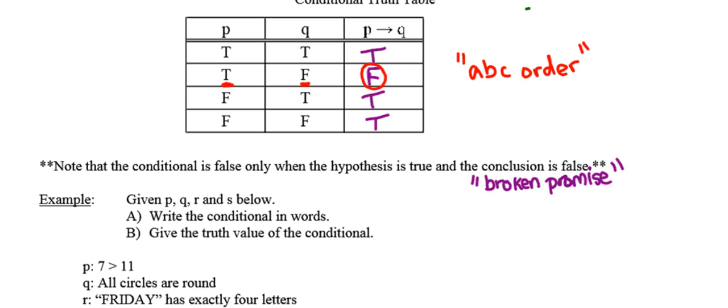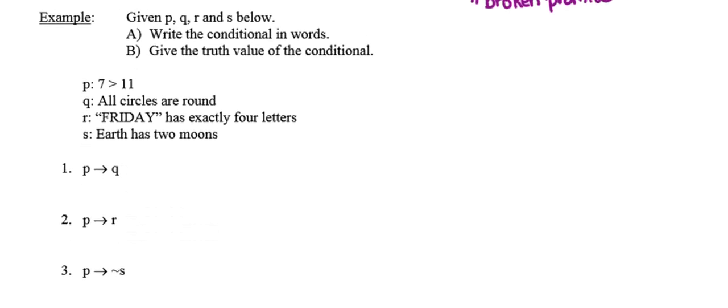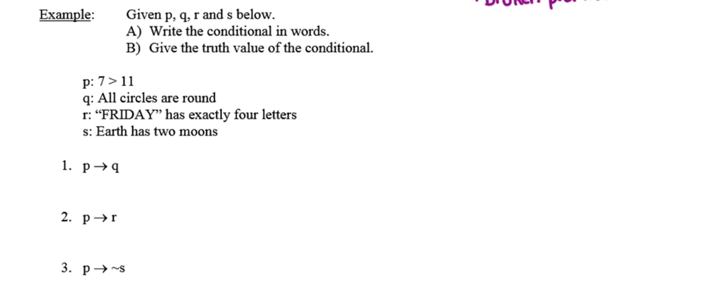All right, let's talk a little bit about how to write these in words and find their truth values. First thing I'm going to do, just like always, is, given these four statements, assign them some truth values. P is a false statement. Q is a true statement. R, Friday has exactly 4 letters, is a false statement. And S, Earth has 2 moons, is also a false statement.